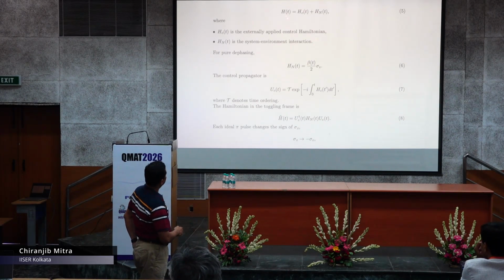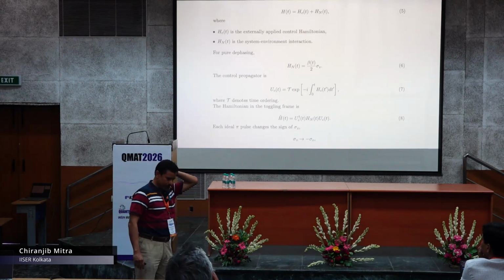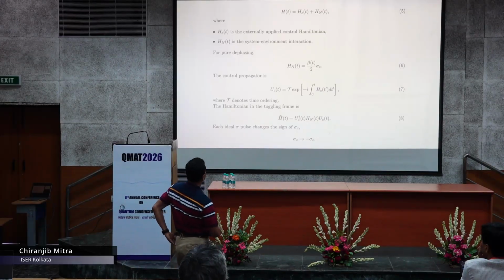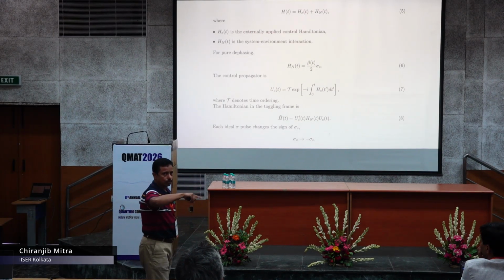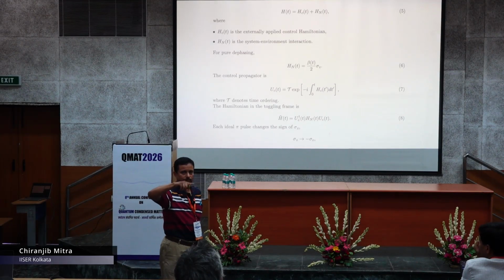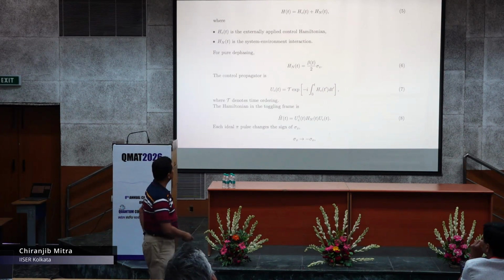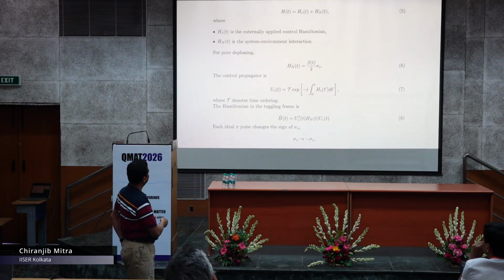Now I write down the Hamiltonian. This is a time dependent Hamiltonian, and remember that actually this is happening in the rotating frame, or rather the interaction picture. H_C is the externally applied control. Control is my sigma pulses that I am applying, the CPMG pulses, let's say. And this is the system environment interaction, which is basically for pure dephasing. This is beta/2 sigma z, as I have mentioned.